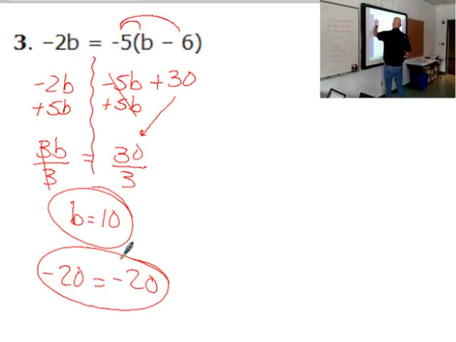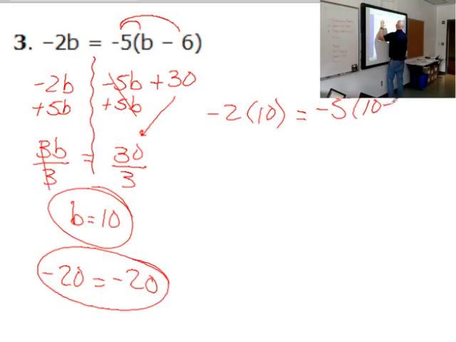You take the answer: negative 2, and then in parentheses we're going to put our b, which is 10, and then negative 5, and then in parentheses 10 minus 6. Okay, so that's going to be negative 20, and then negative 20.